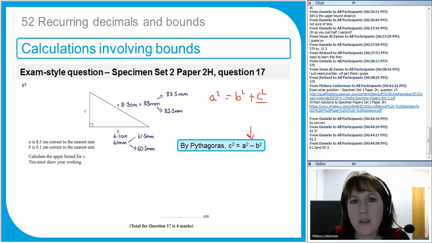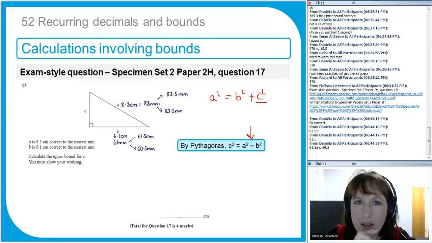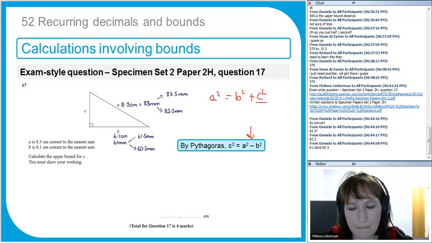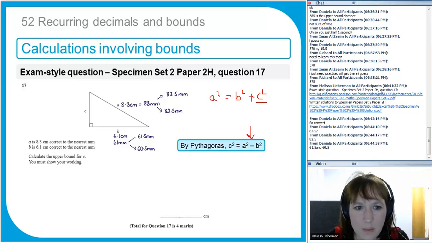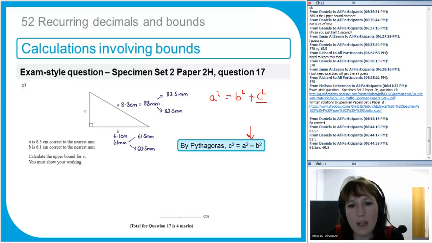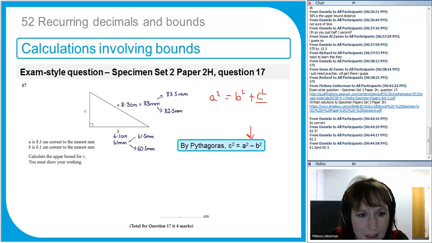When it's Pythagoras and you're finding the length of the hypotenuse, it will involve adding. When it's Pythagoras and you find the length of one of the shorter sides, it will involve subtracting. So that comes from rearranging that formula. So write down the formula. Then let's put the numbers in. What numbers are we going to put in? Now, we want C, we're only interested in the upper bound. We want C to be as big as possible. So because we're subtracting, we're going to make this A value as big as possible. So we're going to use the upper bound for A.